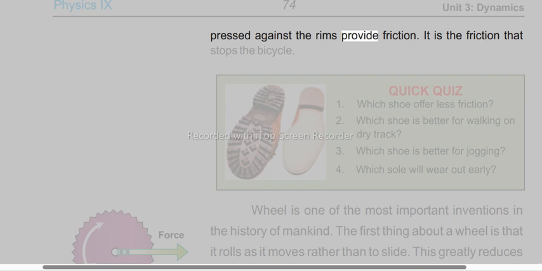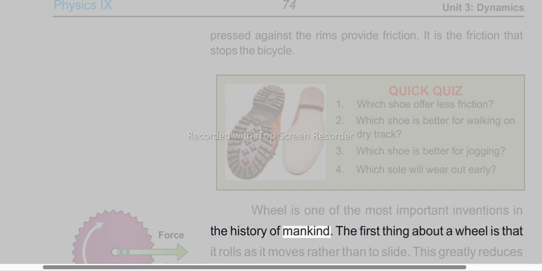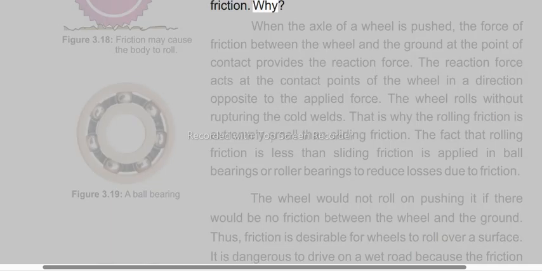Pressed against the rims, the brakes provide friction. It is the friction that stops the bicycle. The wheel is one of the most important inventions in the history of mankind. The first thing about a wheel is that it rolls as it moves rather than slides. This greatly reduces friction. Why?